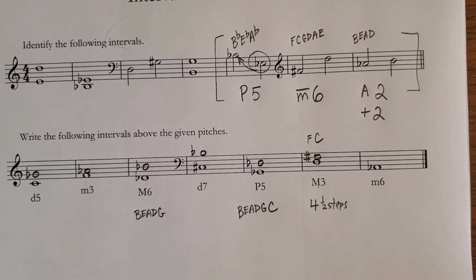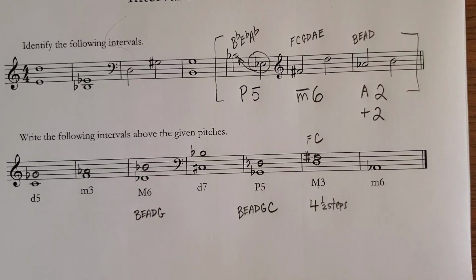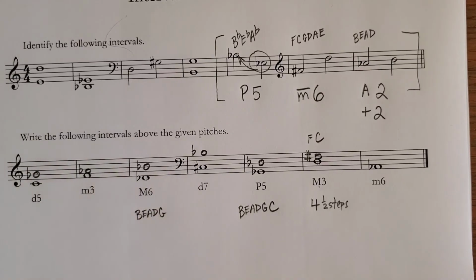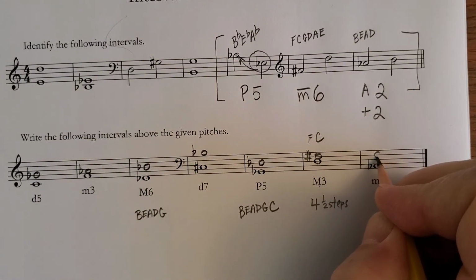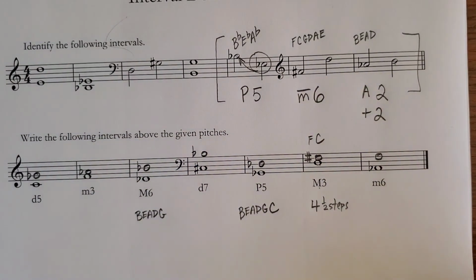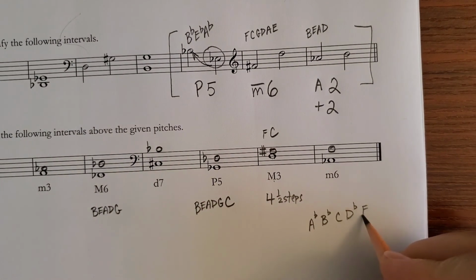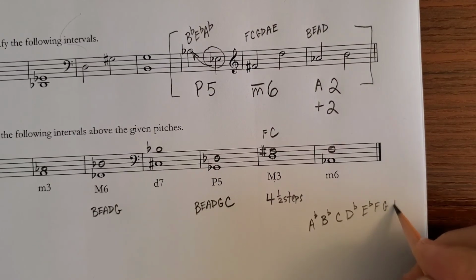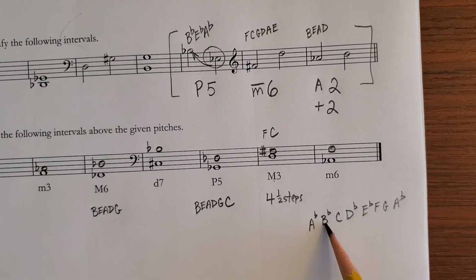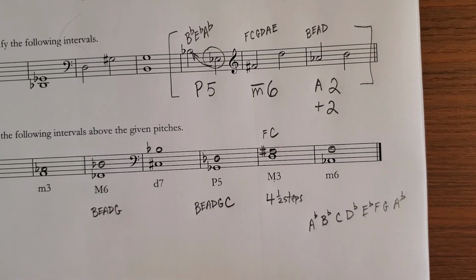Okay, last one, a minor sixth above A flat. We're in the bass clef still. So think a sixth above A, B, C, D, E, F. It's going to be some kind of F. Imagine the scale of A flat major. A flat major would look like this, right? B flat, E flat, A flat, and D flat. So here's the A flat major scale.